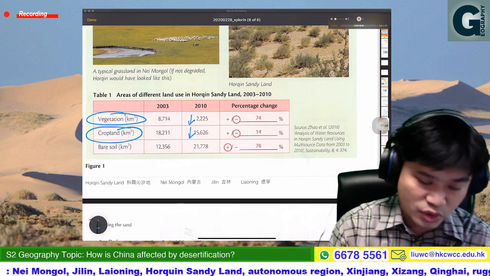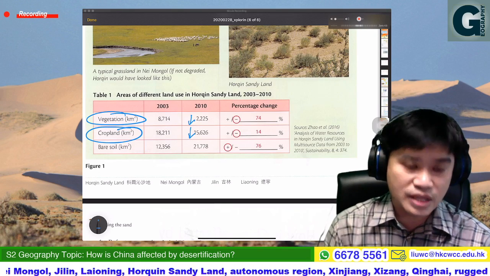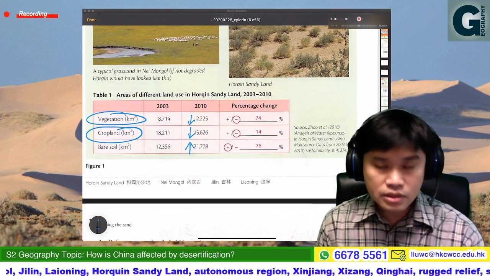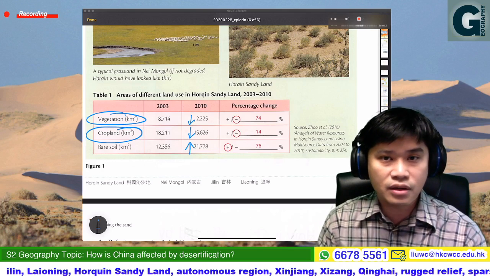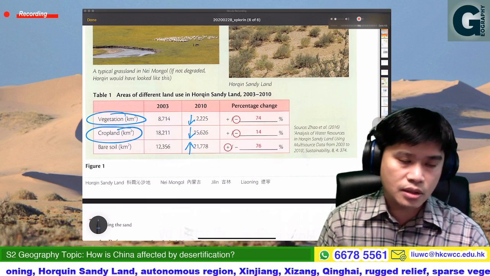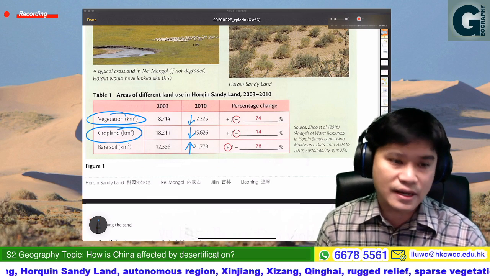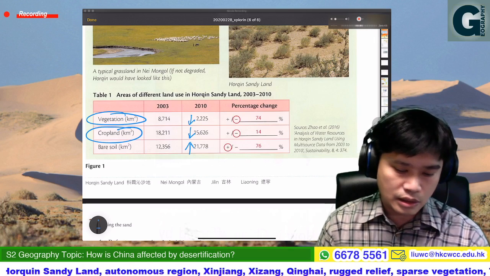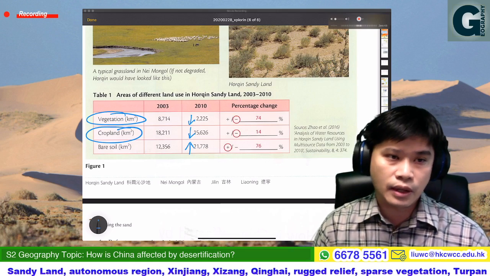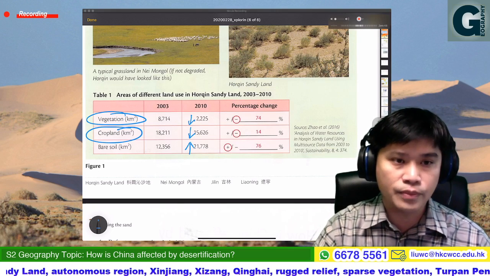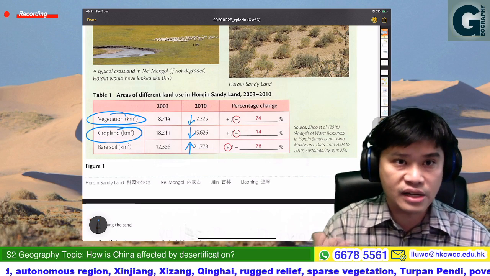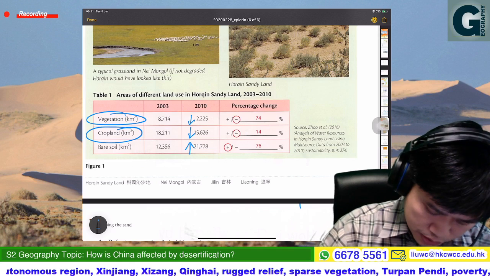And for the bare soil, it means the unproductive area, so it increases a lot. Therefore, you can see, or we may have a conclusion, that the productivity of the land in northeast China, especially in this Ho Chi sandy land near 内蒙古, drops very, very much. So that would be one of the examples of desertification.